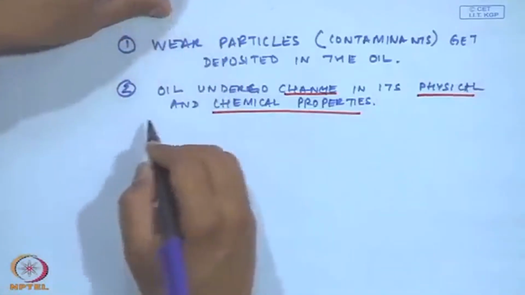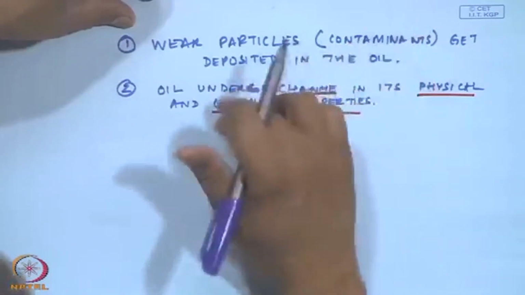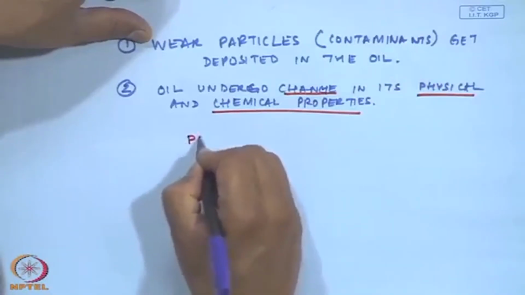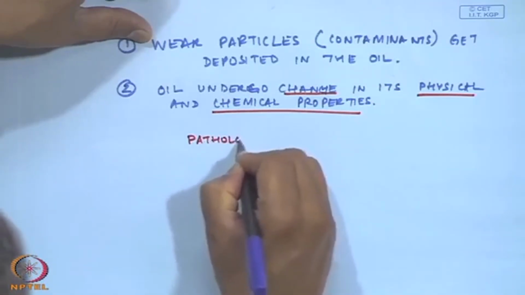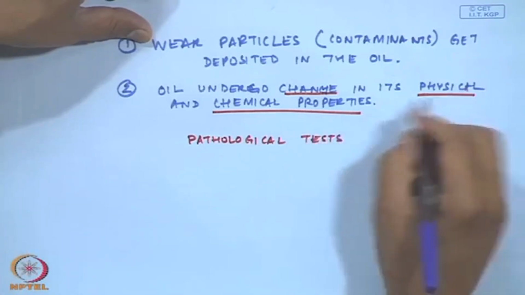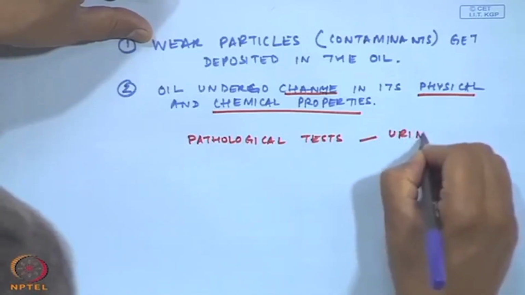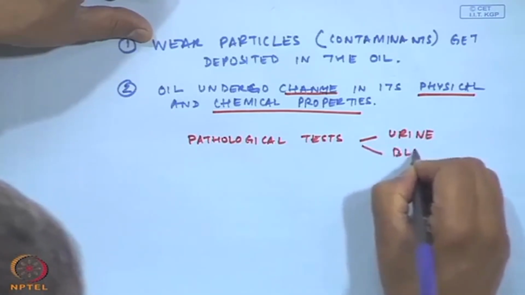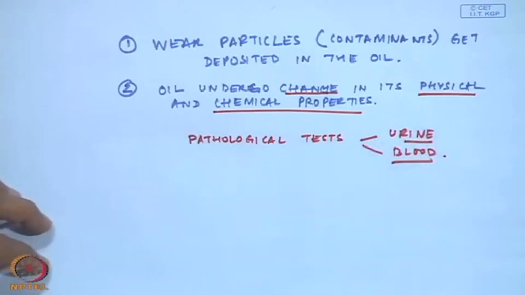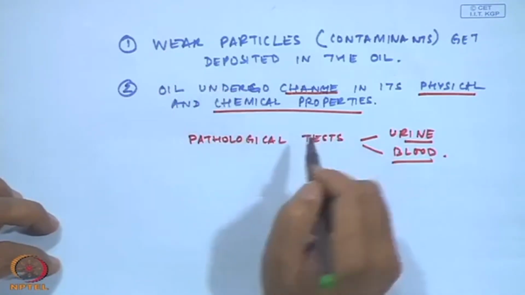It is very similar. So, this contaminant analysis, which we are going to discuss in today's lecture, and the oil analysis in the subsequent lecture, are basically like pathological tests which we do when we go to the doctor. Like we do a urine analysis or a blood sample analysis. Similarly, for machines, we also need to look into wear particles and oil analysis.